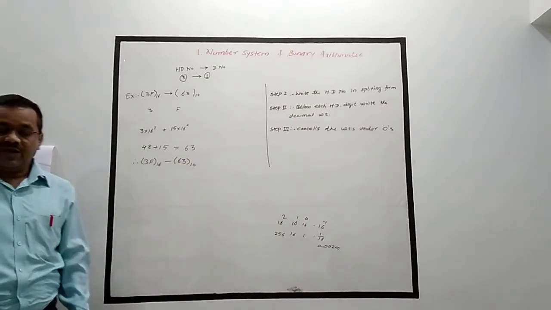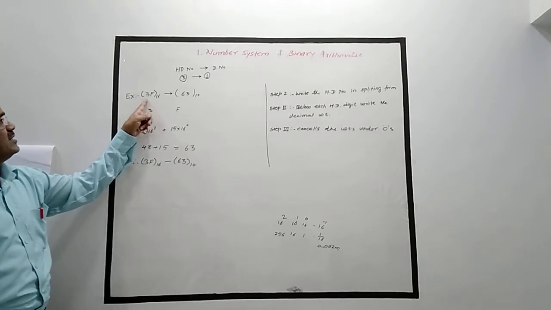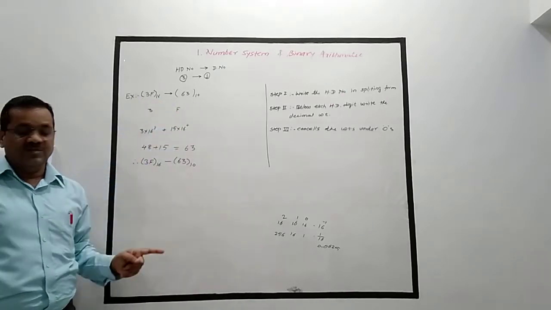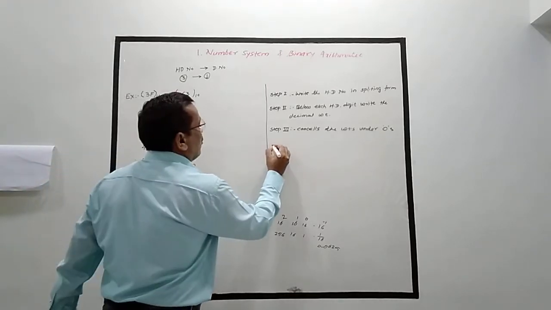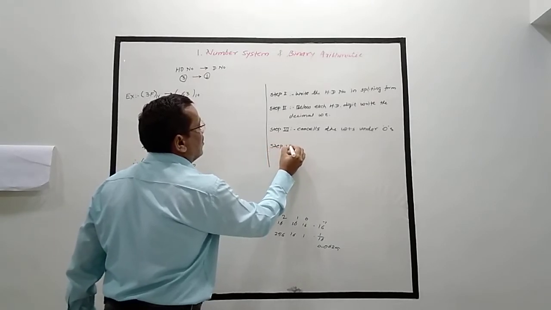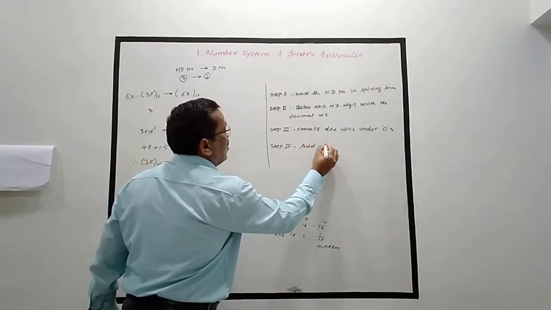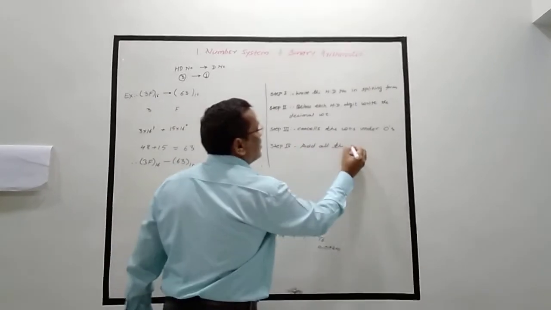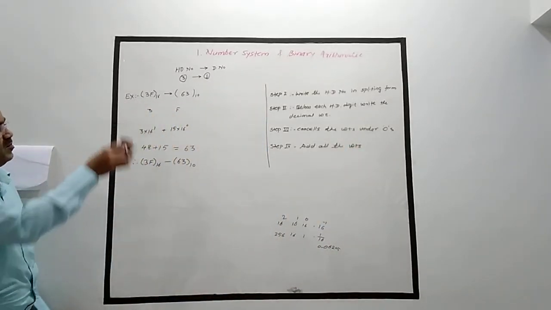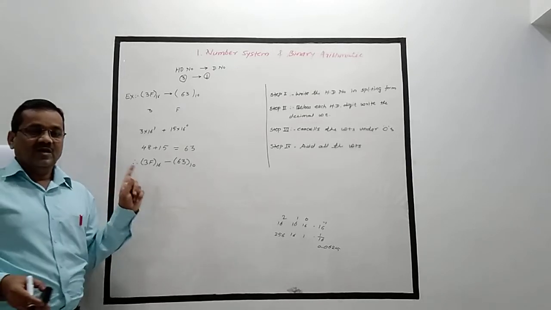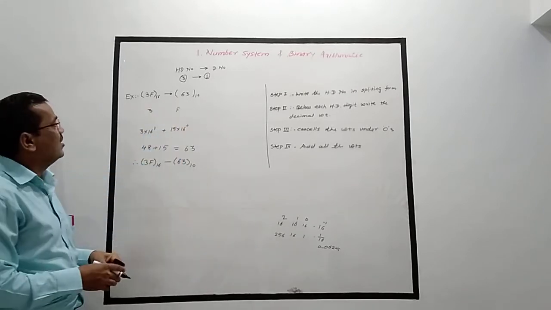So in this way, we can convert the 3F hexadecimal number into its decimal equivalent. Step 4: add all the bits. This completes the procedure. So 3 to 4 steps are required to convert an HD number into its decimal equivalent.